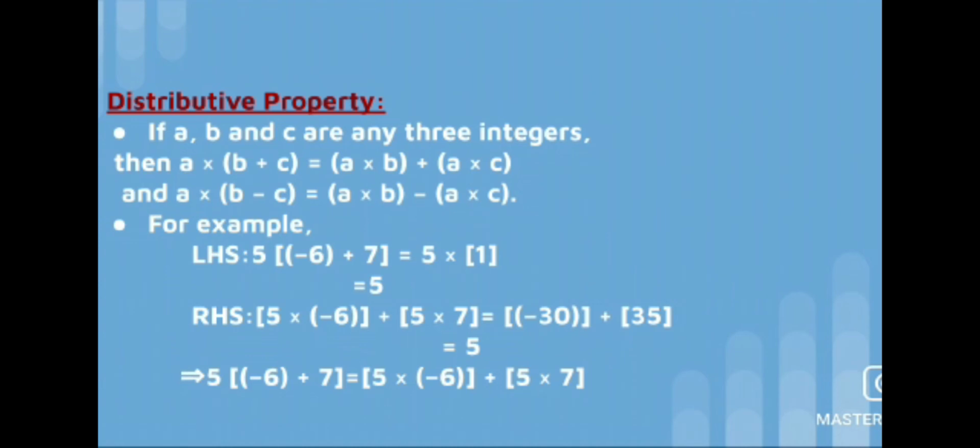Next RHS, that is A into B plus A into C. So 5 into minus 6 plus 5 into 7. So 5 6s are 30, alternative signs, so you have to include a negative sign. So minus 30 plus 5 7s are 35. Now we have minus 30 plus 35, alternative signs, so we have to subtract and put the greater number's sign. When we are subtracting, we will be getting the result as 5 and the greater number is 35. So the sign is positive, so plus 5. Now LHS is equal to RHS. So the distributive property is also satisfied under multiplication.